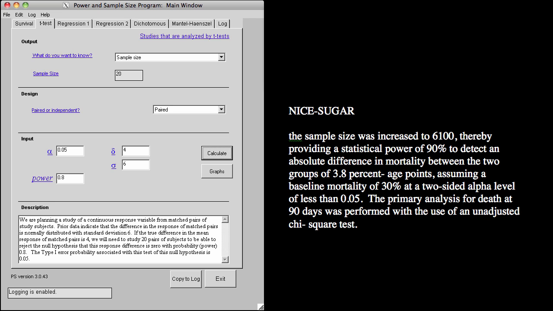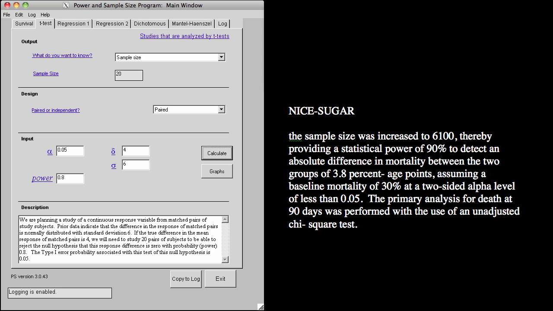Now they increased their sample size to 6,100, and that was with a 90% power to detect a difference in mortality. They were looking at mortality, which is a yes or no outcome. So this is going to be a type of nominal data. So with nominal data, you look at the proportion difference between groups, and they were looking for an absolute difference in mortality of 3.8%, and that was assuming a baseline mortality of 30%. And then again, that alpha is less than 0.05. And we see here they were using the chi-squared test.